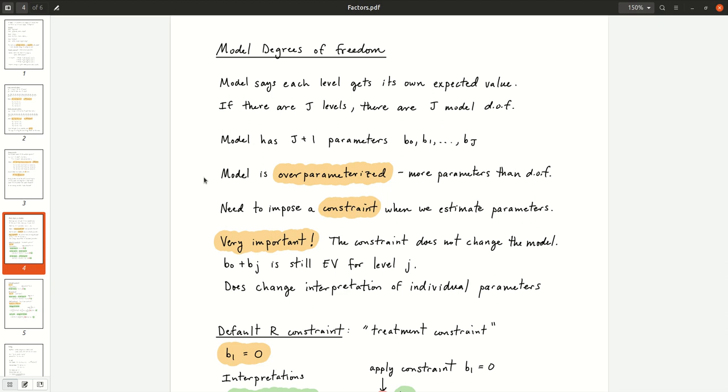Now, this is very important. It's going to seem confusing at first, but there's an anchor that you can tie yourself to. First, the constraint doesn't change the model. We're going to look at a few different constraints, so remember that. We're not actually changing anything, in the sense that B0 plus BJ is always going to be the expected value for level J. So this is your anchor if you get confused: B0 plus BJ is always the expected value for level J. What will change when we impose these constraints is that the interpretation of individual parameters may change. This is not an individual parameter; it is the sum of 2 parameters. So this interpretation never changes, but the interpretation of individual parameters, such as B2, will change.